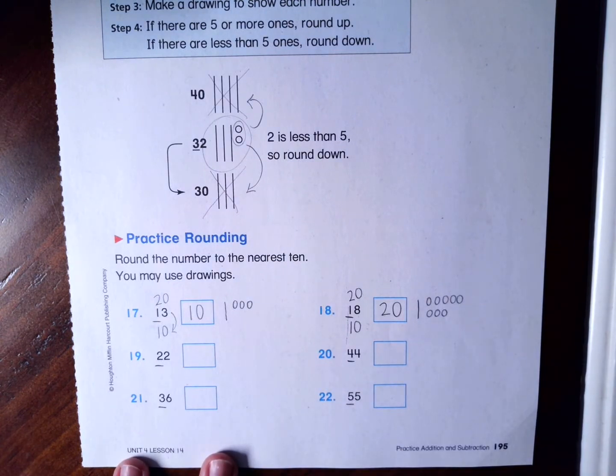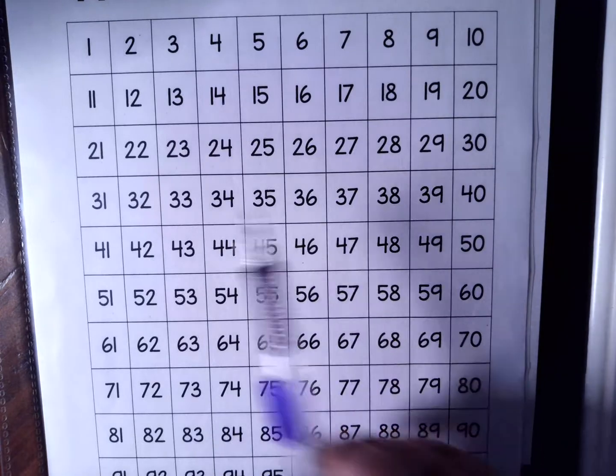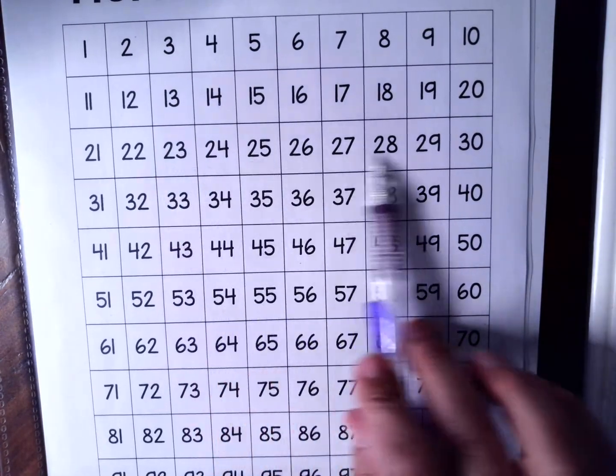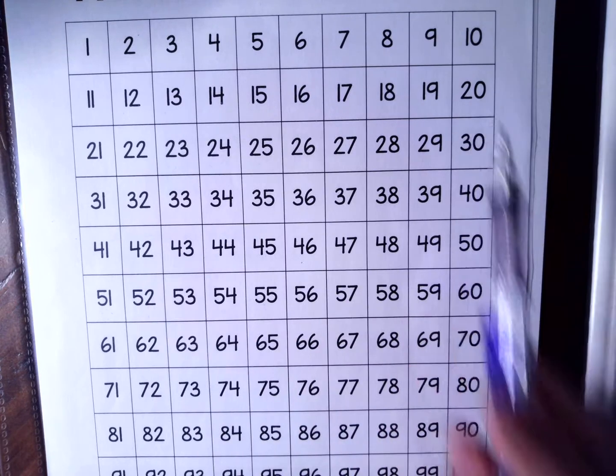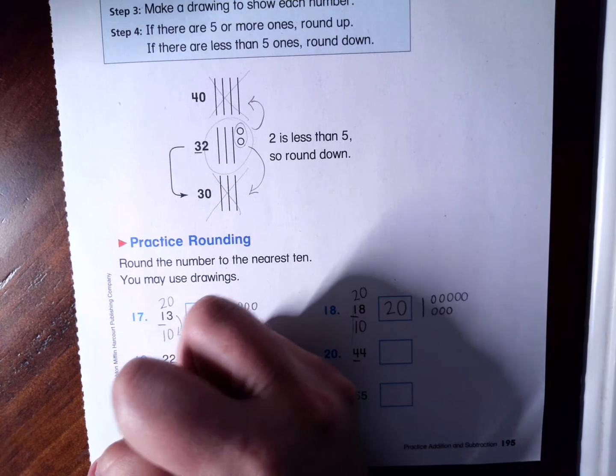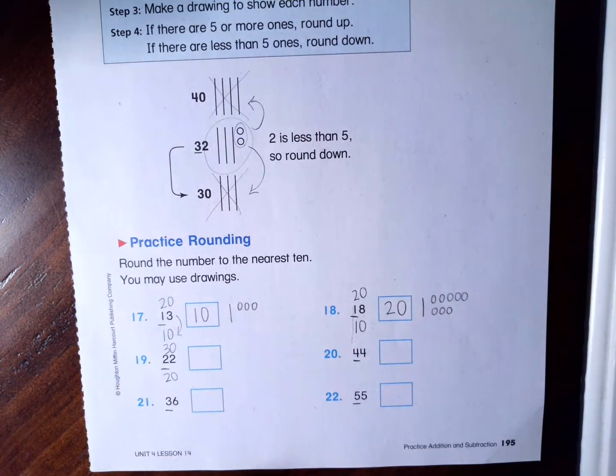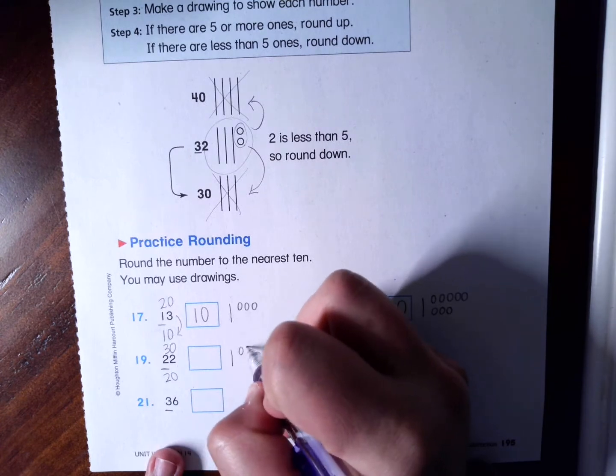All right, 22. So I need to see what tens are next. So here's 22. If I go forward, I get to 30. If I go backwards, I get to 20. So I have a 20 down here and a 30. And I'm going to draw 22.